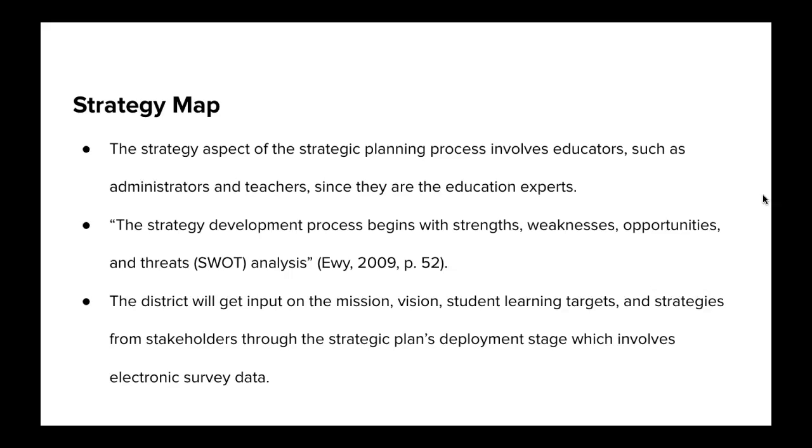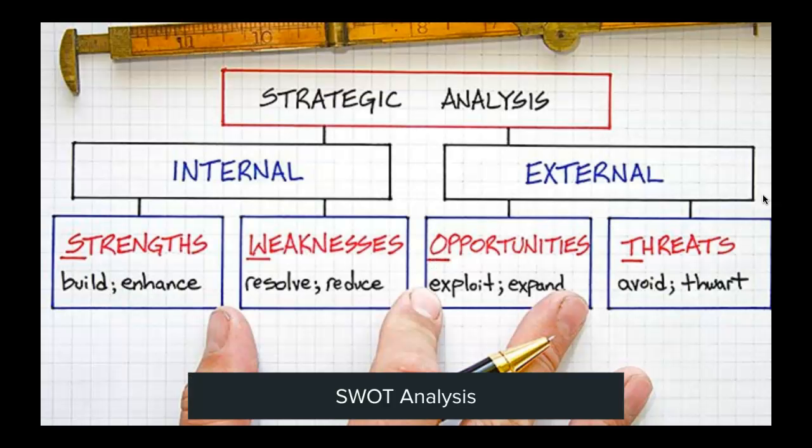The strategy development process begins with strengths, weaknesses, opportunities, and then your threats analysis. And we'll look at an infographic that kind of breaks that down a little bit. So the district is going to get input on the mission, vision, student learning targets, and strategies from stakeholders through the strategic plan deployment stage, which is going to involve electronic survey data, as we referenced before. So that is something we will talk about a little bit more later.